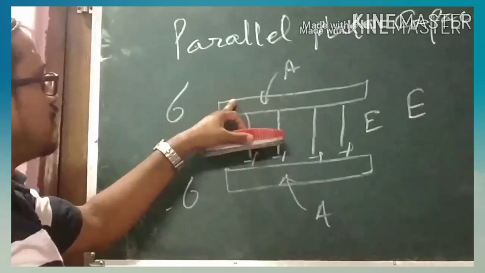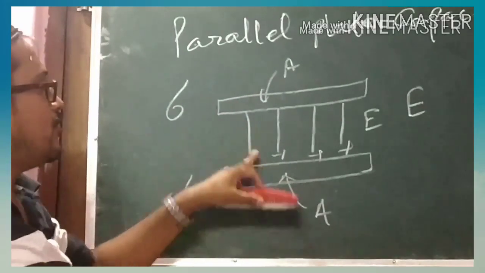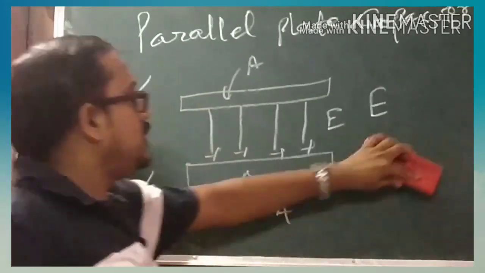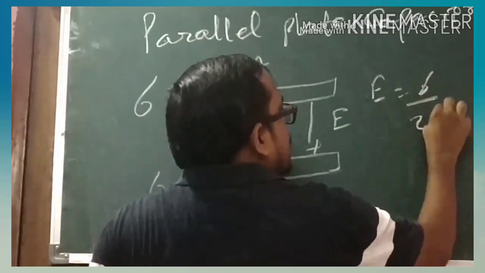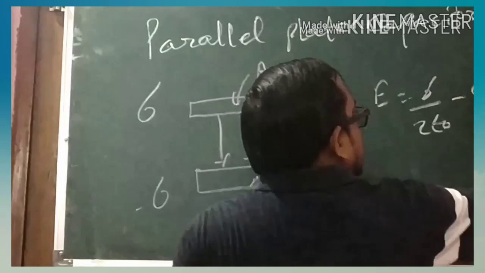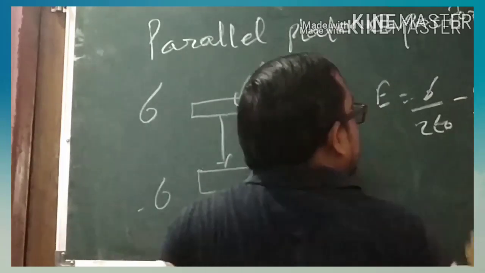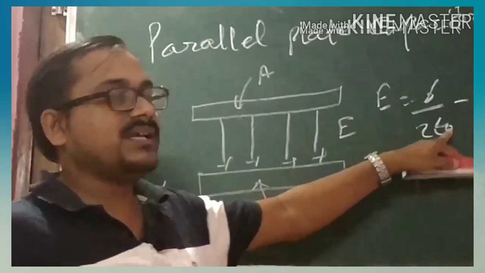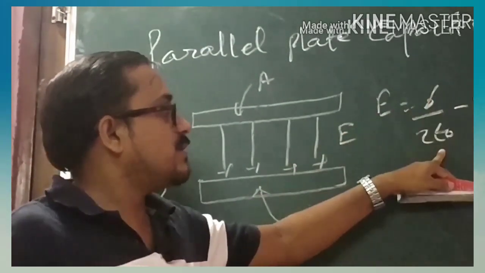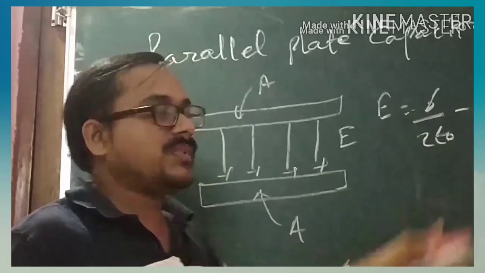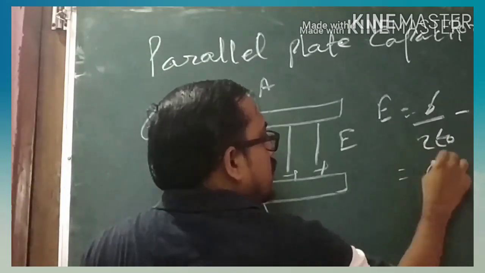As this is conductor 1 and this is conductor 2, for conductor 1, the net electric field will be E equal to sigma by 2 epsilon 0 minus sigma by 2 epsilon 0. Why is this sigma by 2 epsilon 0? This is the application of Gauss law also. So the net electric field will be equal to sigma by 2 epsilon 0 minus sigma by 2 epsilon 0, which value will be equal to 0.